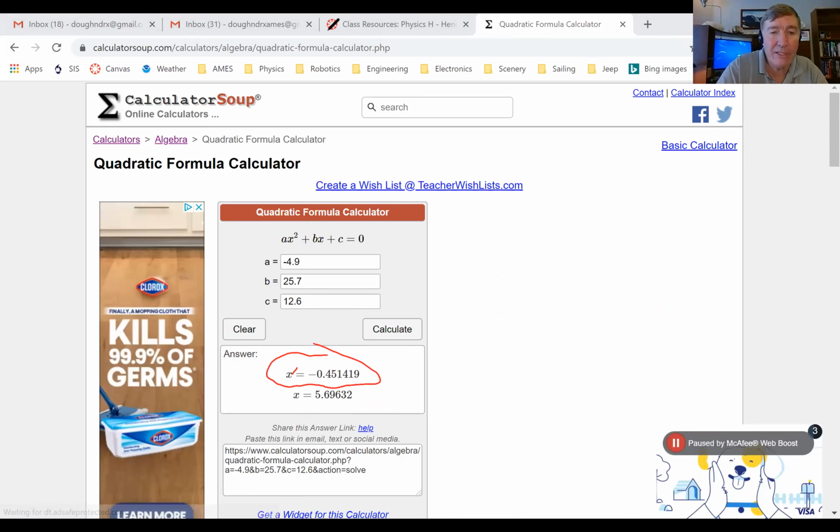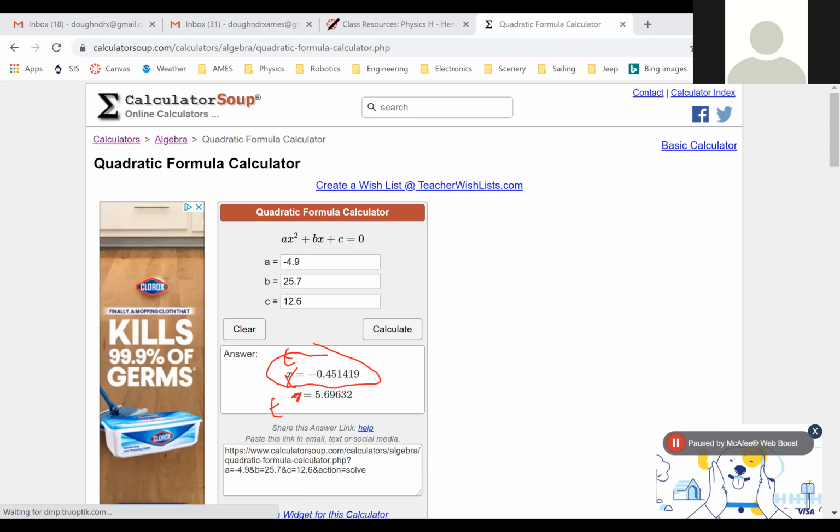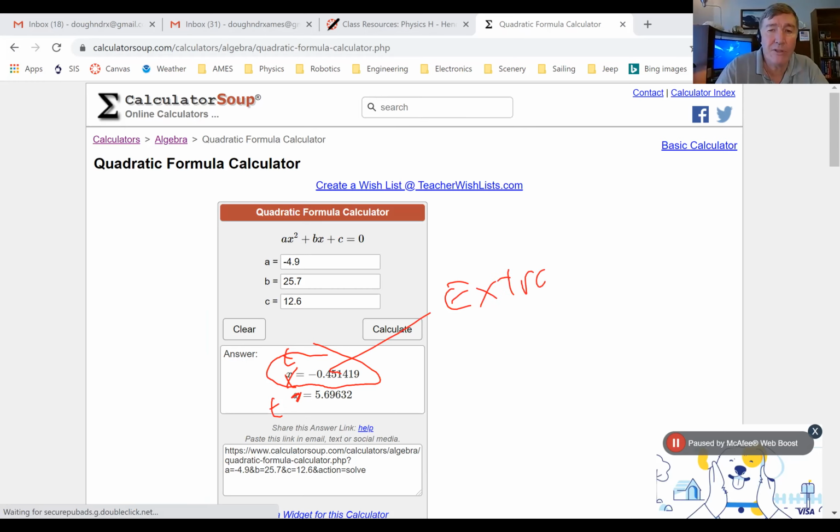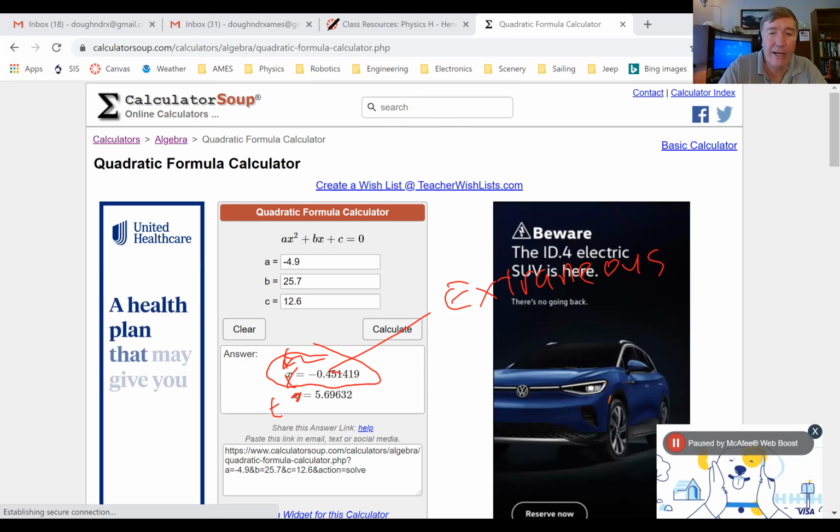Because remember, it's not really X, it's really T, right? So is it possible for time to be negative? No. So this is what we call an extraneous solution. That's a word that I trust your math teacher has already talked to you about. That's an extraneous solution, so we can ignore that. So this one right here is the answer we want.